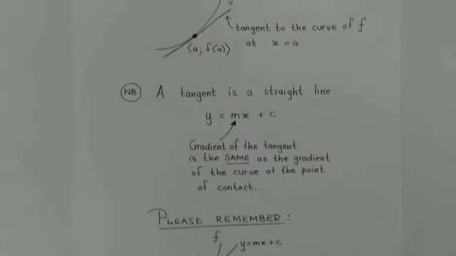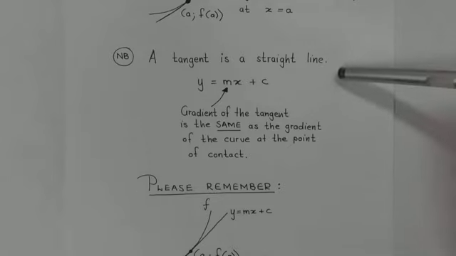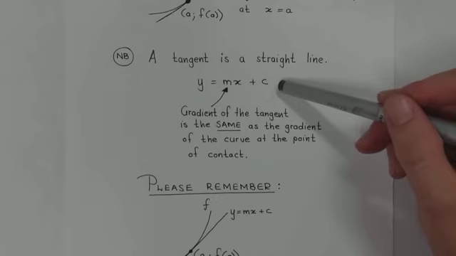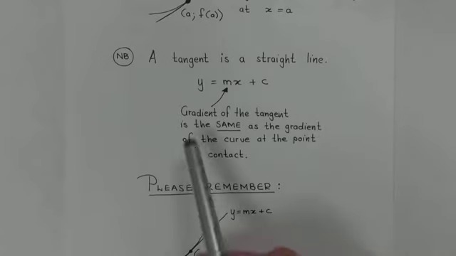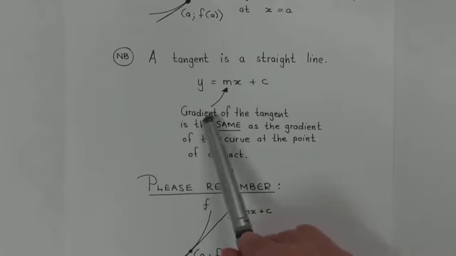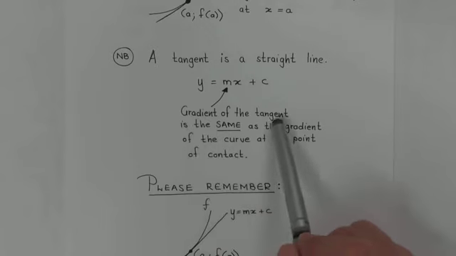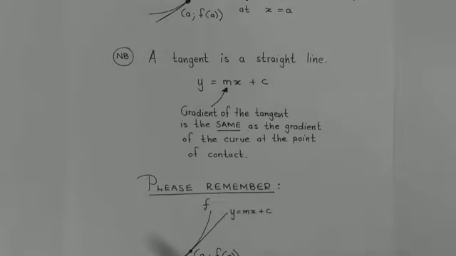Okay, so here we go. We've now established a tangent is a straight line. So all straight lines are written in the form y is equal to mx plus c. And you need to be very aware of this. The gradient of the tangent is the same as the gradient of the curve at that point of contact.